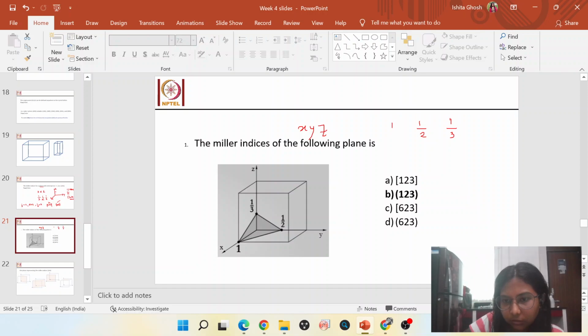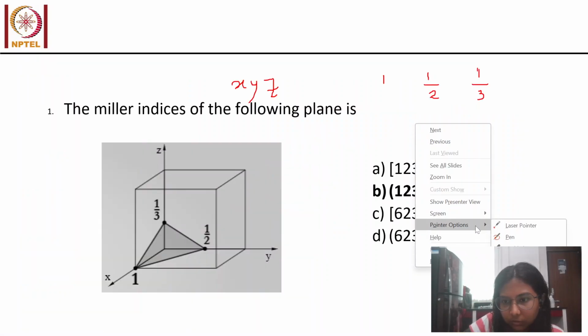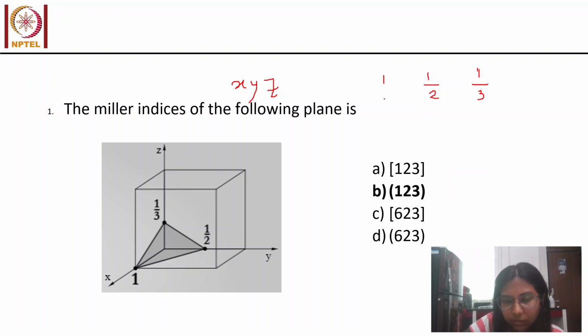If we simply take the reciprocal, this will turn out to be 1, 2, and 3. The reciprocal of 1 is 1, the reciprocal of a half is 2, and of a third is 3. Then again, whether it will be first bracket or third bracket, as we have seen from the previous slide, this will be a third bracket because we are designating planes. So it will be somewhat like this.